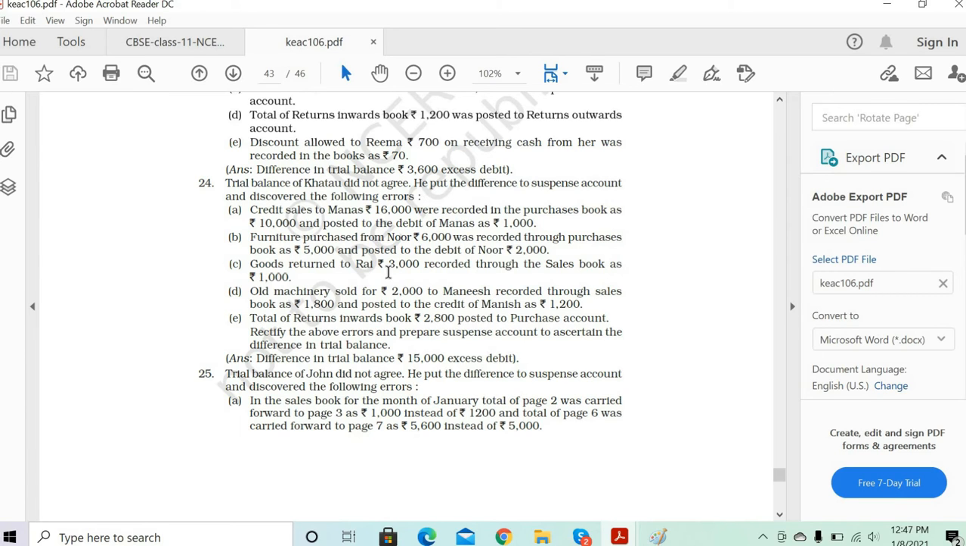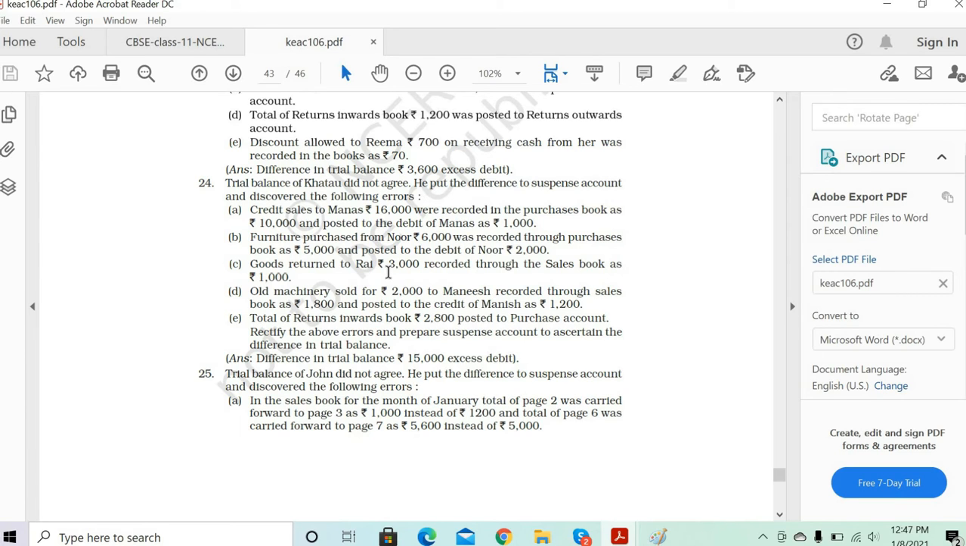Now, what is the meaning here? Machinery is sold to Manish for 2,000 rupees. That is one part, clear. Next, ideally the Manish account debit should be 2,000 rupees, correct? And the machinery account credit should be 2,000 rupees, from the first statement. Clear?